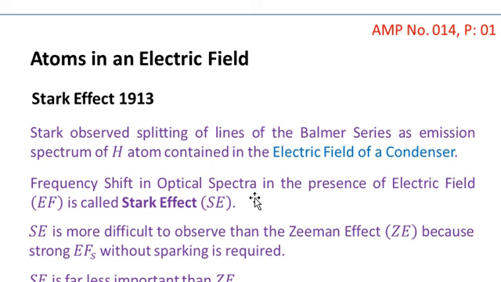Frequency shift in optical spectra in the presence of electric field is called Stark effect. So what is the Stark effect? That is, the frequency shifts occur in the optical spectra when the atoms are subjected to external electric field. So the electric field will be abbreviated as EF and the Stark effects will be abbreviated as SE. So if there is a linear Stark effect, it will be abbreviated as LSE. And if I am talking about a quadratic Stark effect, it will be abbreviated as QSE.